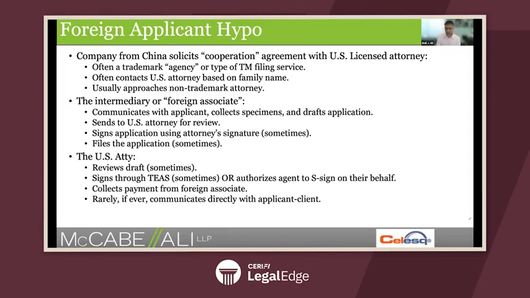Again, agency, et cetera, they're saying they're a foreign associate, which we already talked about. And they're saying you can just review the draft of the application. You can sign through TEAS or authorize an agent to sign on your behalf, collect the payments, and rarely, if ever, communicate with the applicant. There's so many things to issue spot here. The main one that I haven't really talked about here is allowing somebody else to sign your name.